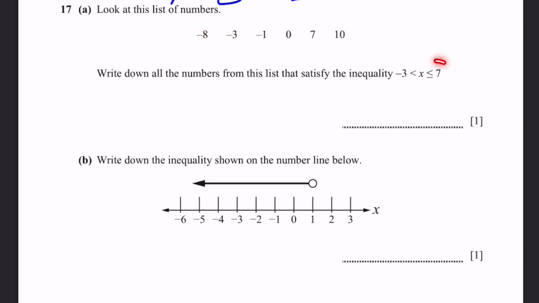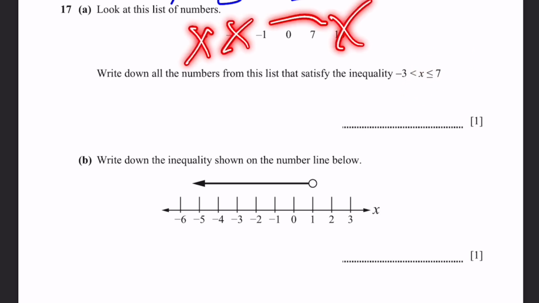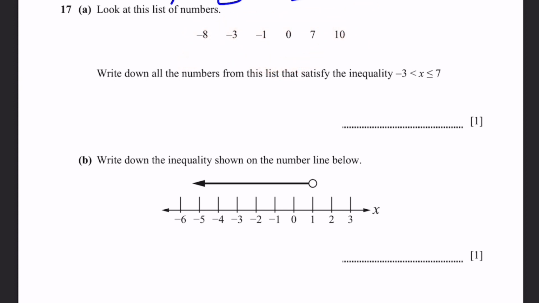Now it can be equal to 7, but it should not be greater than 7. So we can rule out these 3. And all that's left is -1, 0, and 7. So these are the values. B, write down the inequality shown on the number line below.